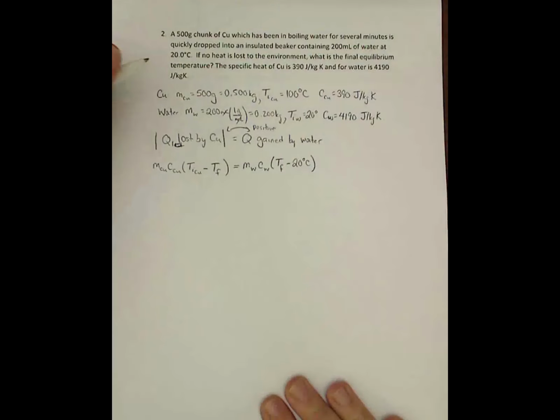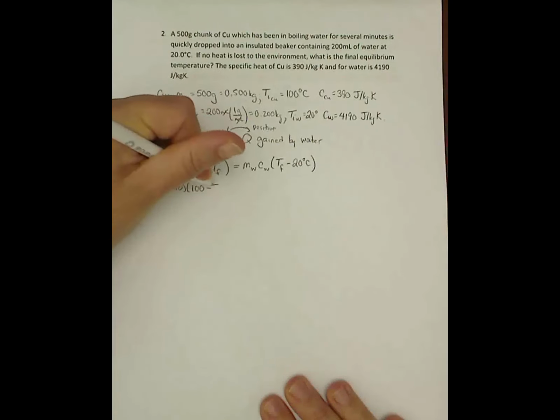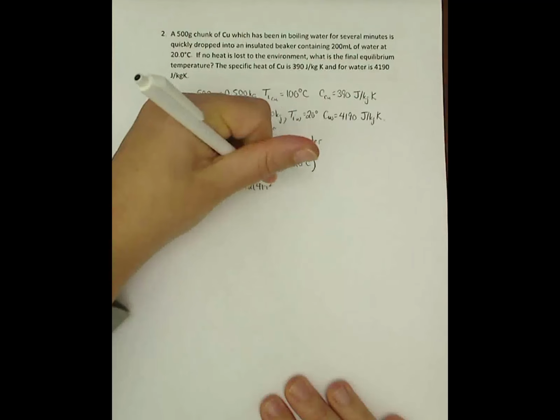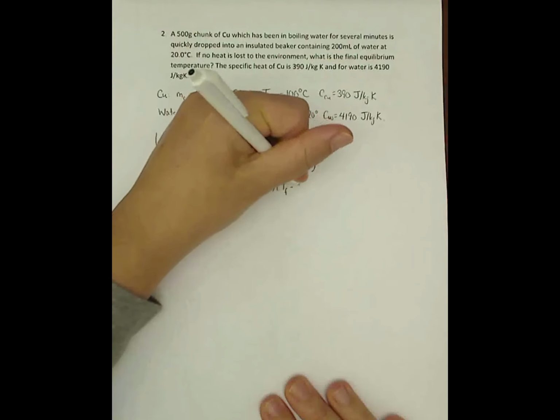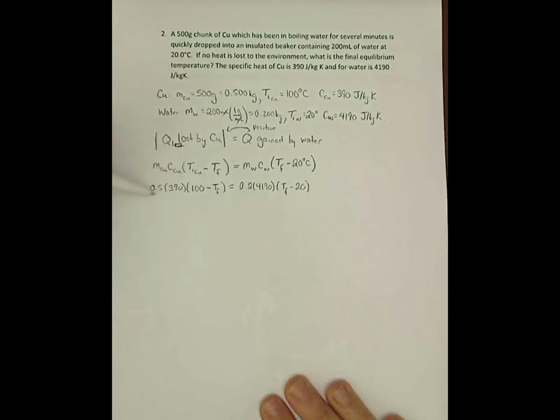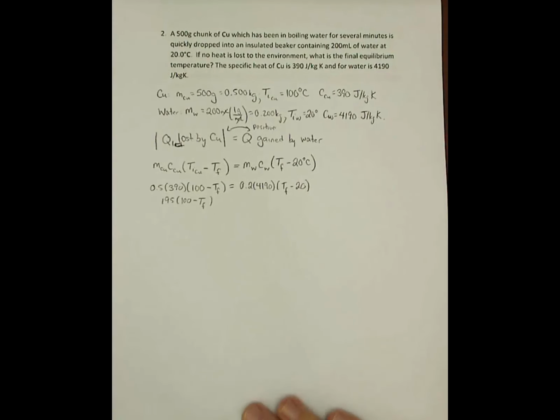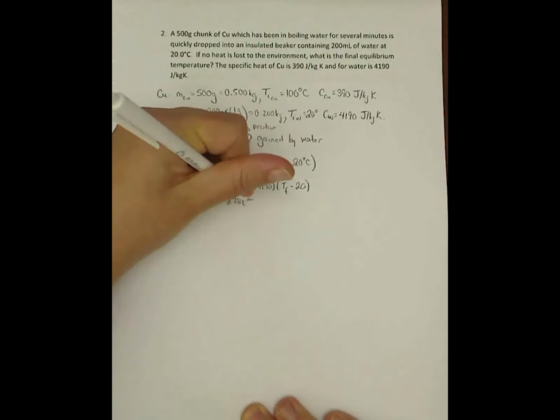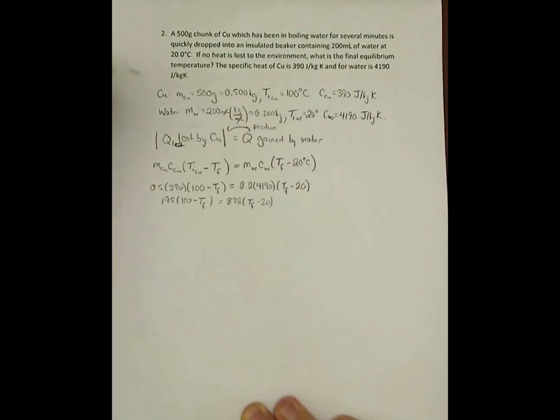All right, so in order to solve for TF, I need to throw in some numbers and do some algebra. Okay, so mass of copper is 0.5 times 390 times 100 minus TF. On the other side, I've got the mass of water, 0.2 times 4190 times TF minus 20. All right, so now let's multiply these numbers through. So half of 390. So I get 195 times 100 minus TF, and on the other side I get 838 times TF minus 20.